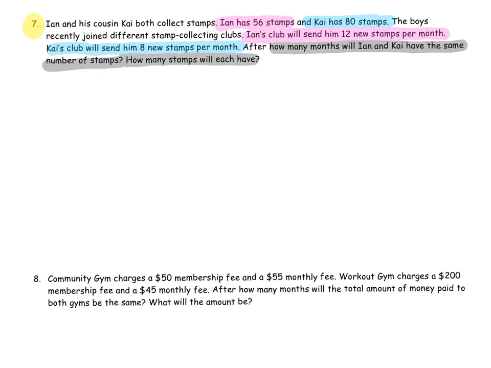And after those number of months, how many will they each have? I want to organize this information. We have Kai and we have Ian.